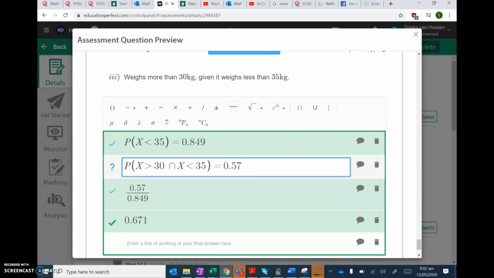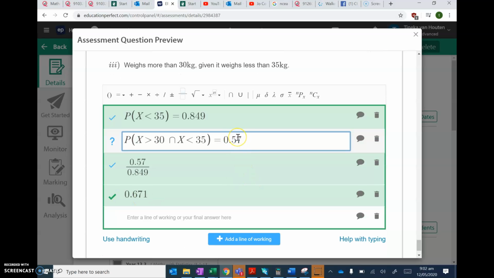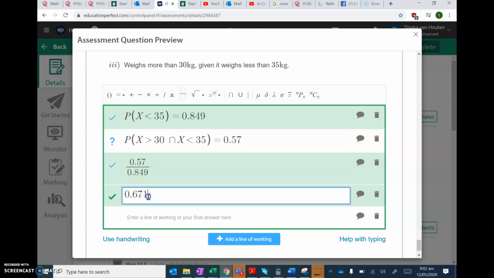Now to say out of, I can say a fraction. I've got 0.57 who are more than 30 but less than 35 out of all my less than 35 ones, which is 0.849. So I can do that as a fraction, 0.57 out of 0.849, simplify it, change it to a decimal, 0.671. A nice short video to finish.